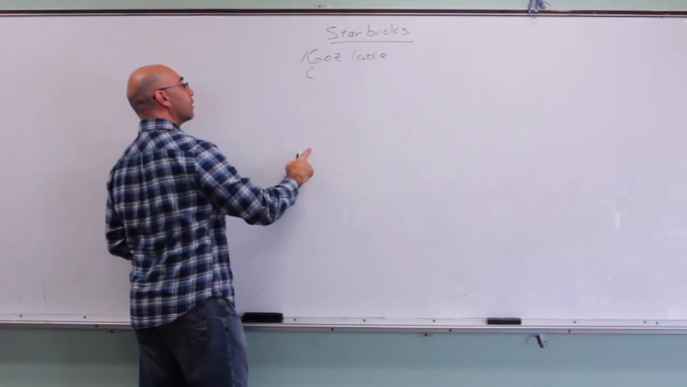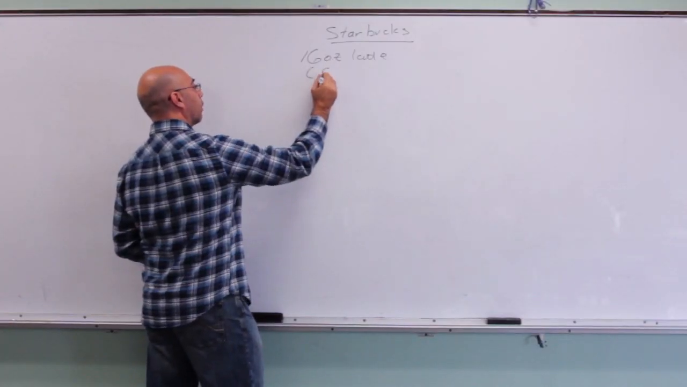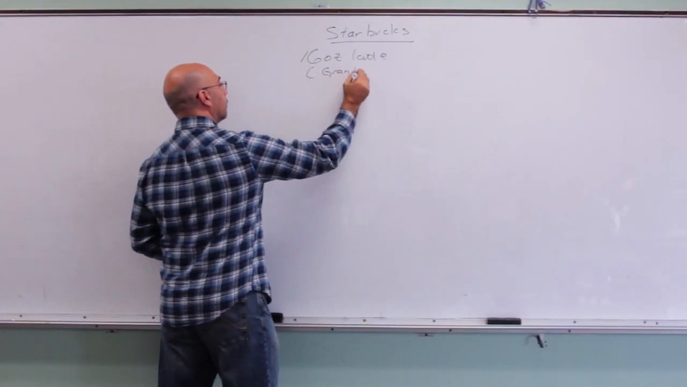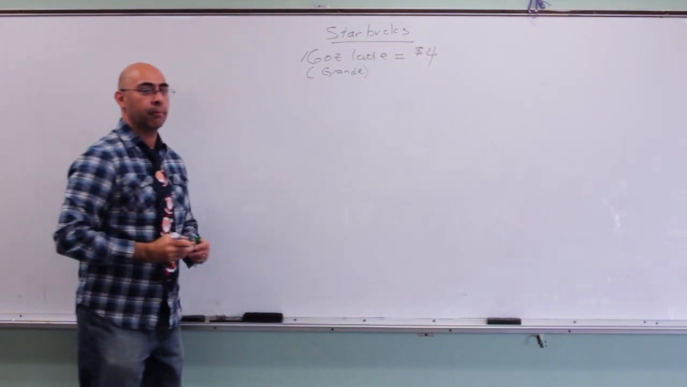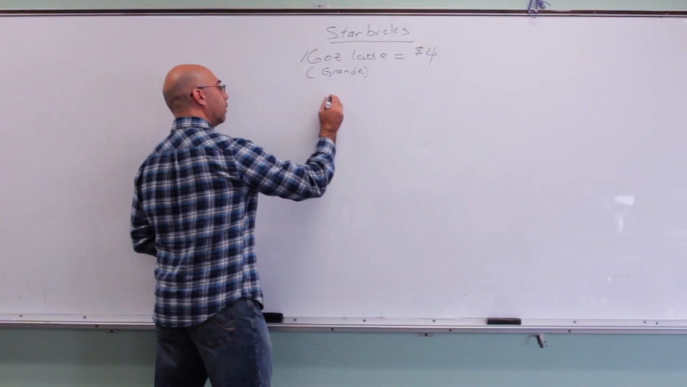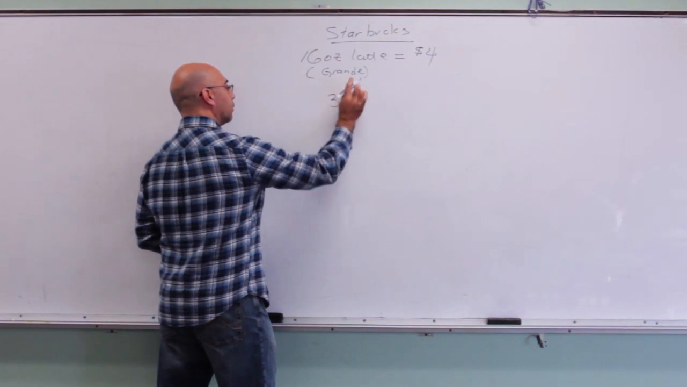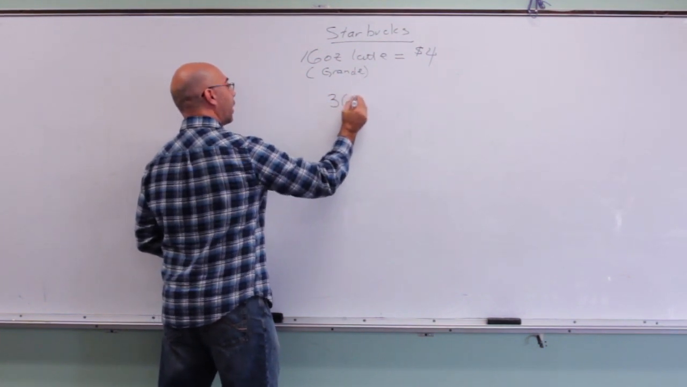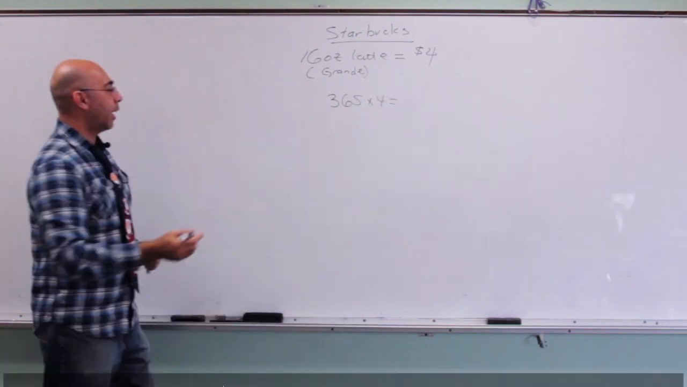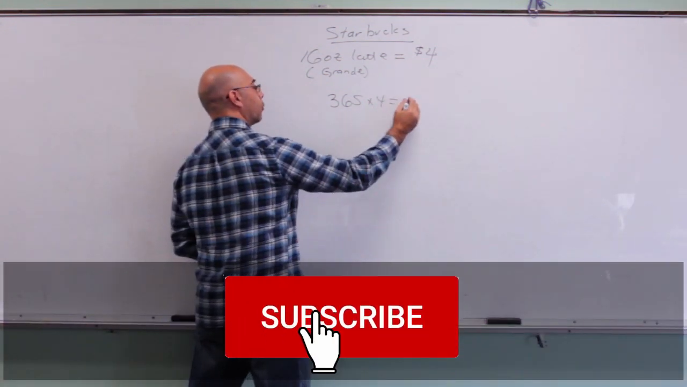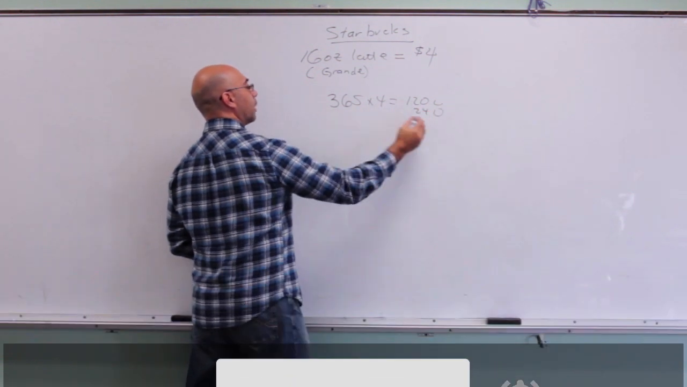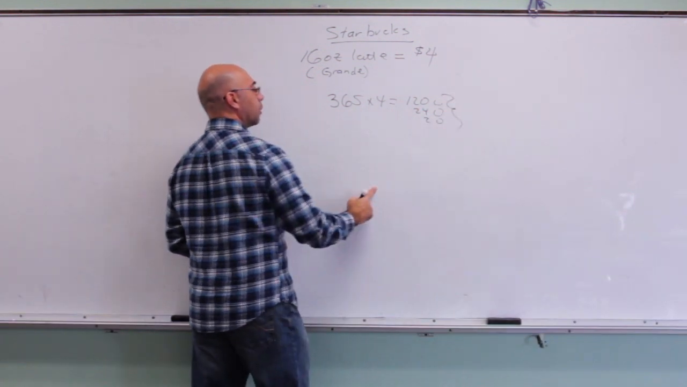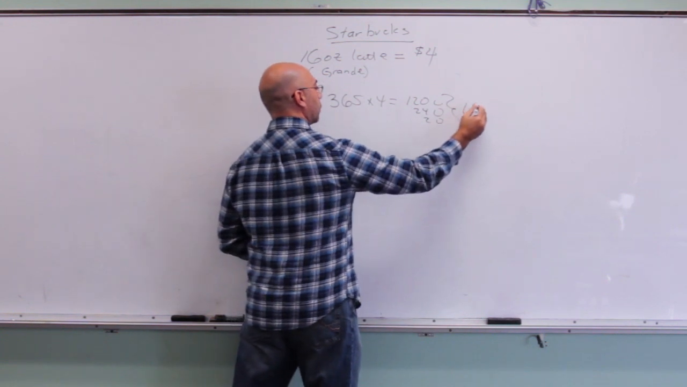Did you know that a 16-ounce latte, which is what they call the grande, costs about $4 a cup? How many days are in a year? 365 days times 4. I'm just going to do 300 times 4 is 1,200. 6 times 4 is 240. 5 times 4 is 20. That's going to be 1,460.